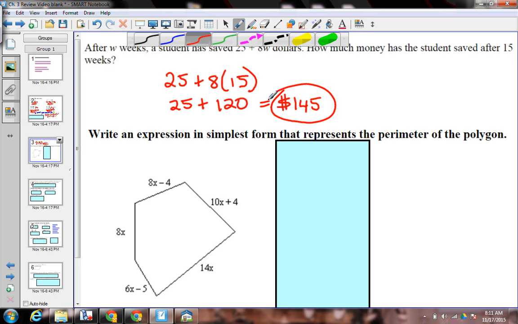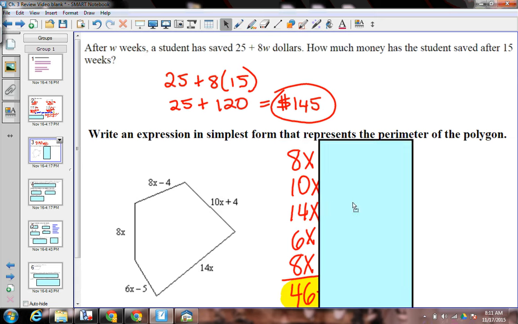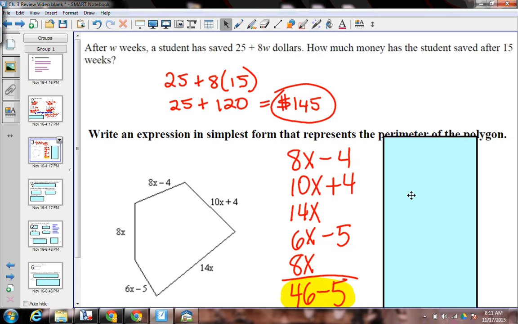Okay, for finding the perimeter of this polygon, we have to add up all the side lengths. So I'm showing you that vertically is a good idea in this case because we have so many x's and so many constants. You can really line them up that way with the vertical method to get to your final answer.